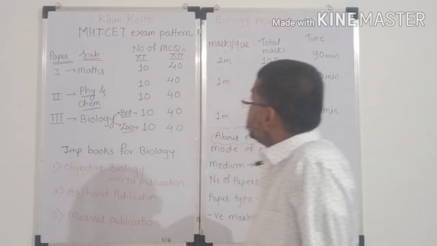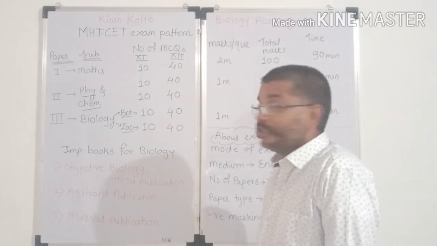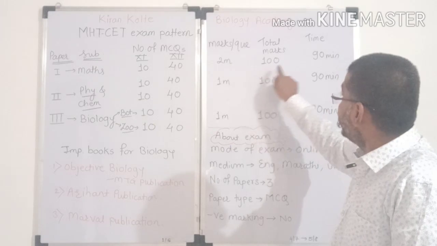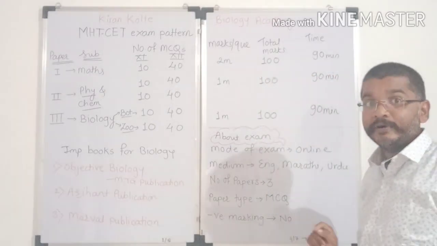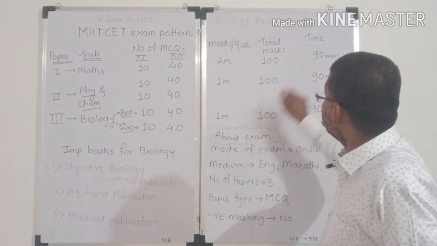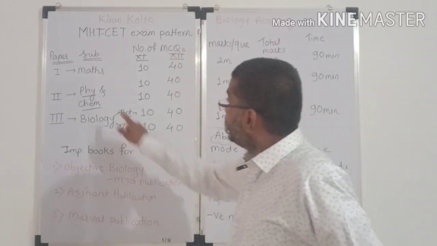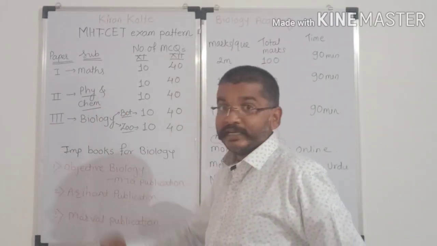Total questions are 50. Each question carries 2 marks. So total marks come to 100. And you will get nearly 1.5 hours to solve this first paper, which is of 100 marks. The second paper consists of physics and chemistry.